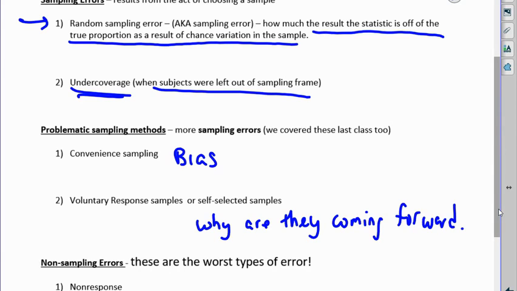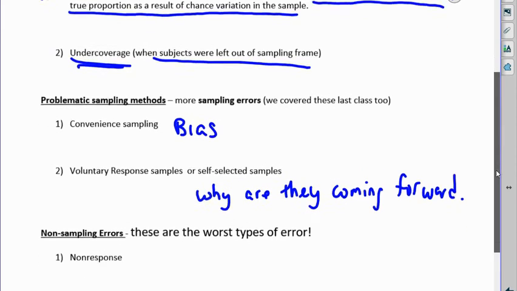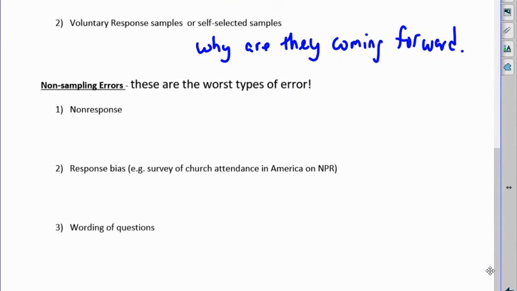And then you have your non-sampling errors, which I would say are definitely the worst ones. Nonresponse is the first one to talk about, and that's when, for whatever reason, that group refuses to answer.